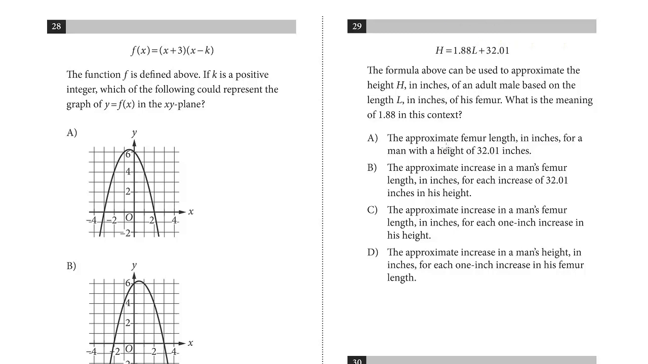Whenever you have a linear equation in slope-intercept form, a lot of times the question might be, what does, let's say, 32.01 mean? And 32.01 would be, in the context of this problem, like the initial value, right? It's the y-intercept. And 1.88 is what they're asking here, is what does the slope mean?